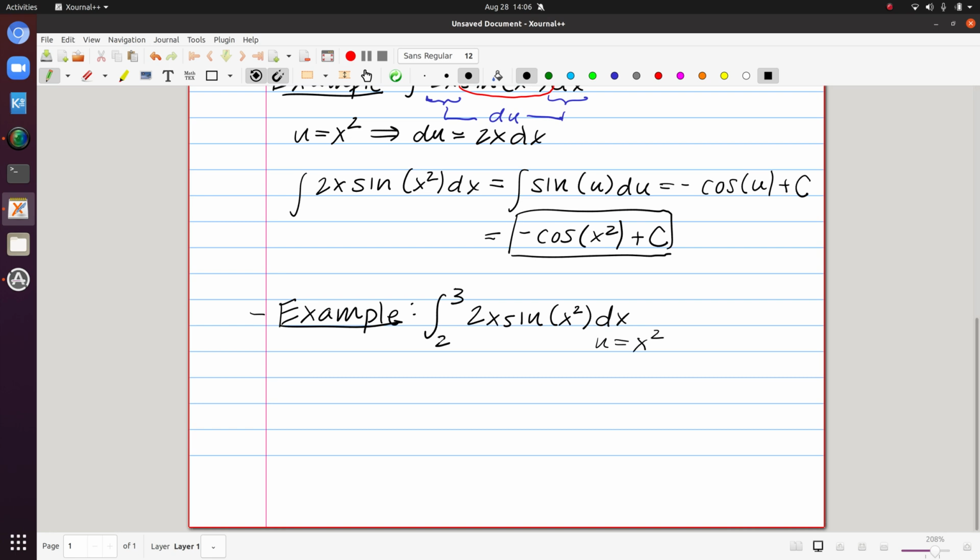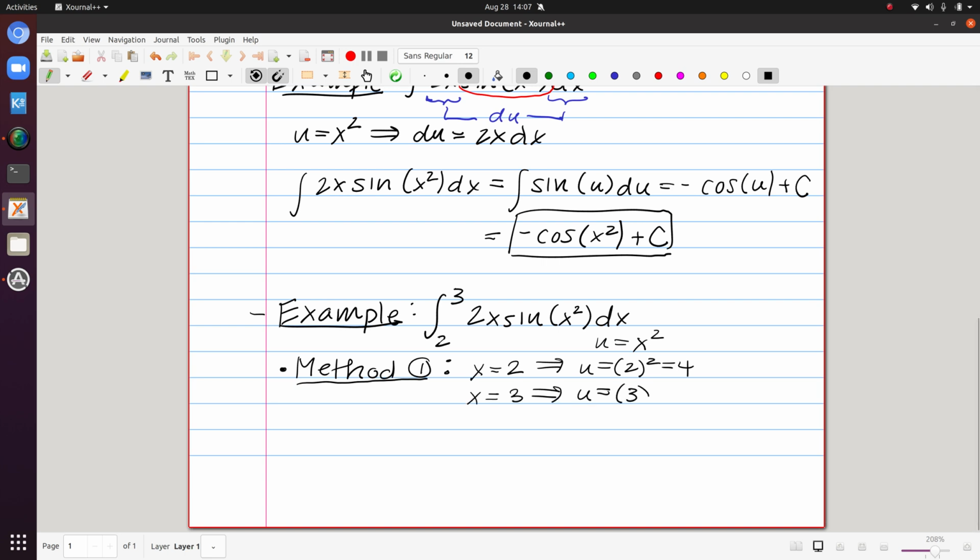So I want to look at two different approaches here. One I'll refer to as method 1. And here, what I'm going to do is, once I've defined u equals x squared, I'm actually going to find out what the bounds on x imply about the bounds on u. So if x is 2, u is 2 squared or 4. If x is 3, then u is 3 squared or 9.